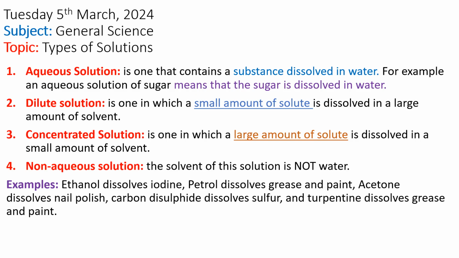So give me an example of a solvent that is not water. Ethanol, very good. Maple syrup. Okay, yeah, maple syrup. Acetone, very good, which dissolves nail polish. Turpentine, carbon disulfide, right? Those are different. Petrol, which dissolves grease, right? So those are different types.